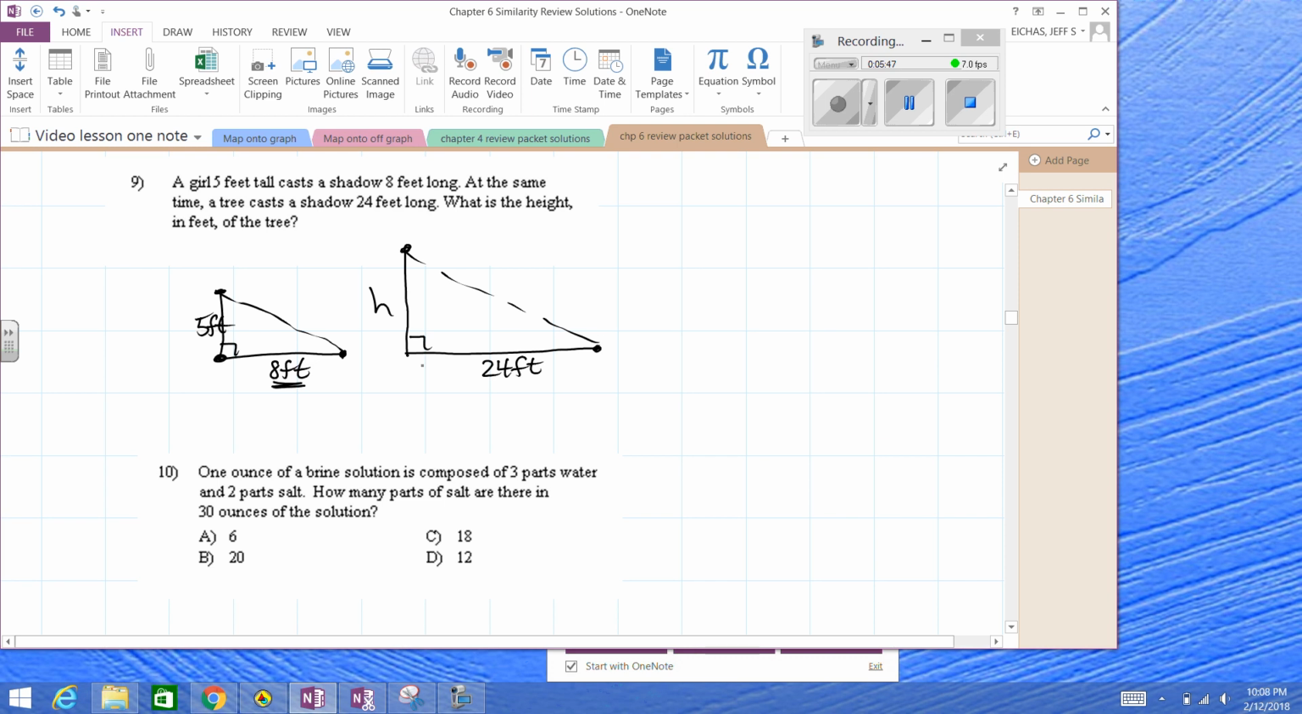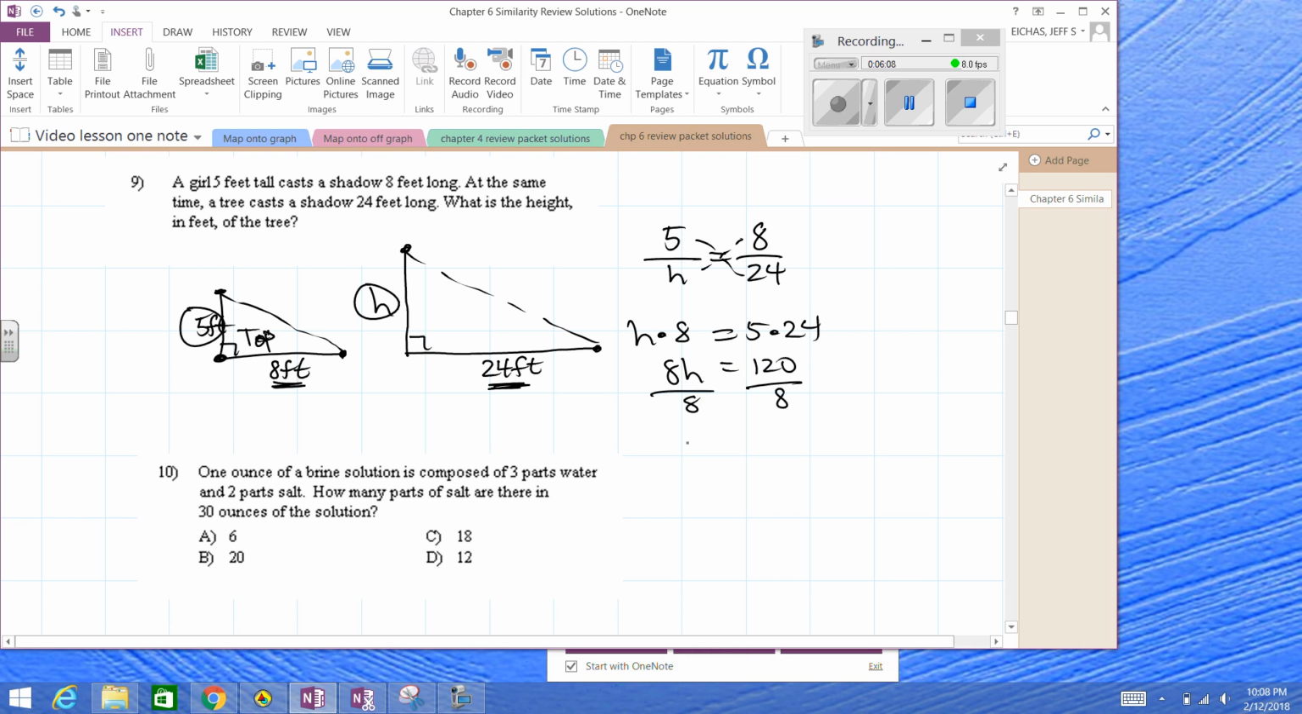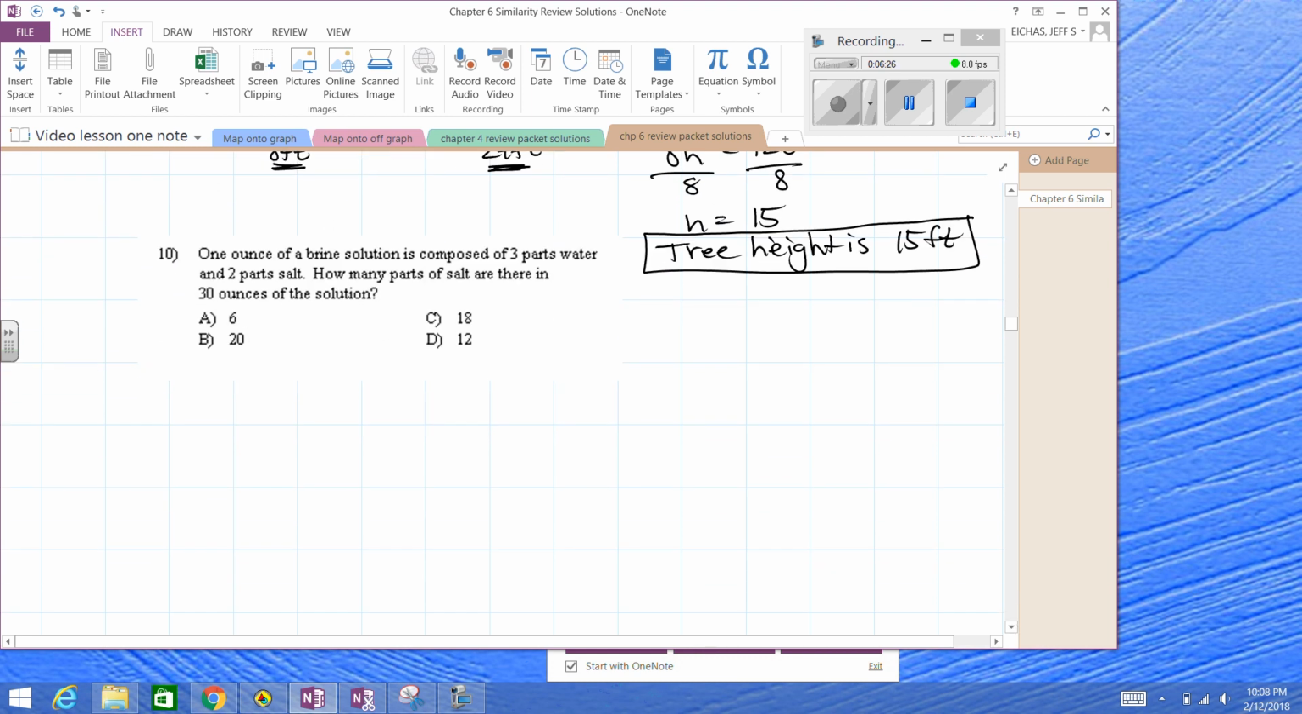So what's the height? Corresponding, we'll put this on top the whole time. So 5 is to h as 8 is to 24. Get the cross products equal. h times 8 is 120. Divide by 8. Probably 15. Yeah. So the tree height is 15 feet. Doing okay on time here. Okay, solutions.